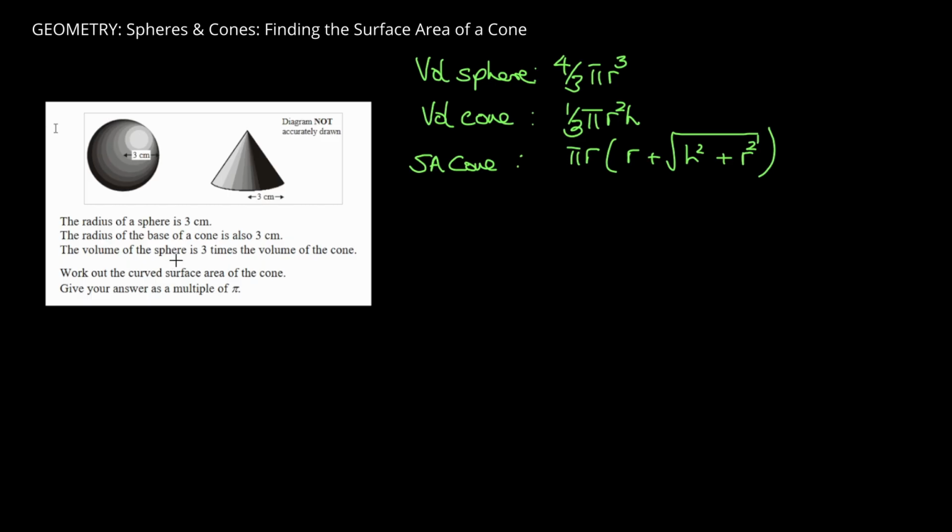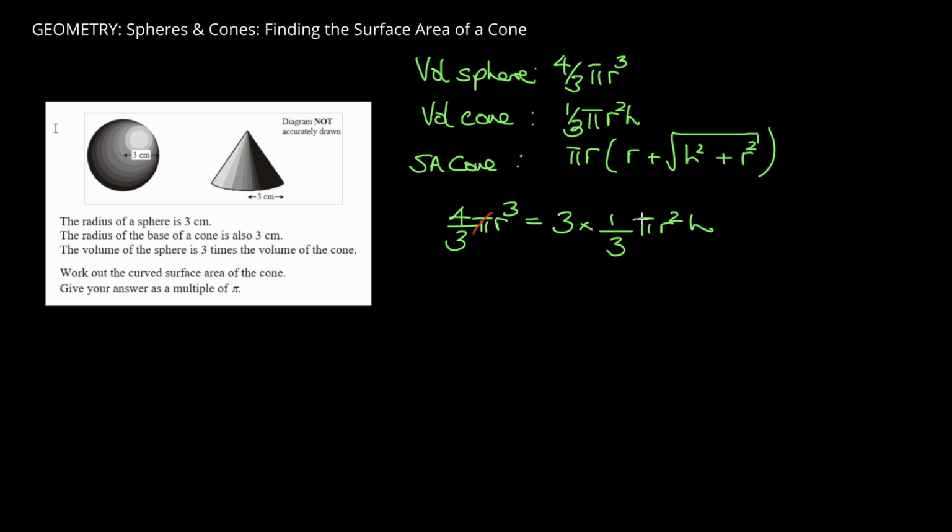The volume of the sphere is 3 times the volume of the cone. So I can say that 4/3 pi r cubed is equal to 3 times the volume of the cone. Now I can use the same symbol for r because we're told they are indeed the same, and I will eventually substitute r to be 3.